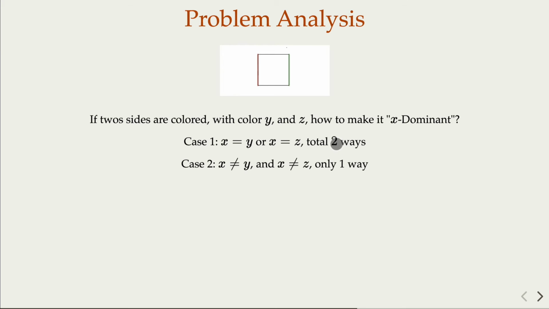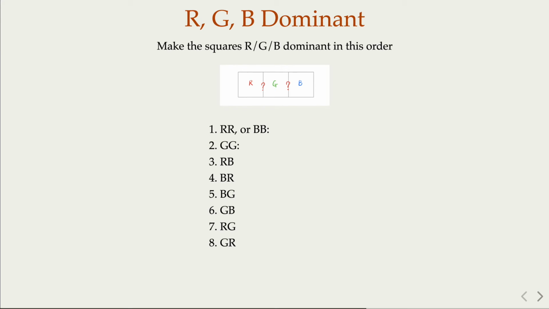Okay, with that, let's do some analysis here. We try to make the first square R dominant, the second square G dominant, the third one blue dominant, RGB in that particular order. How many different ways of achieving this? So let's look at the border here. What is the color here, and what is the color for the second border here? We are going to enumerate all the different cases. What if the colors are the same or different?